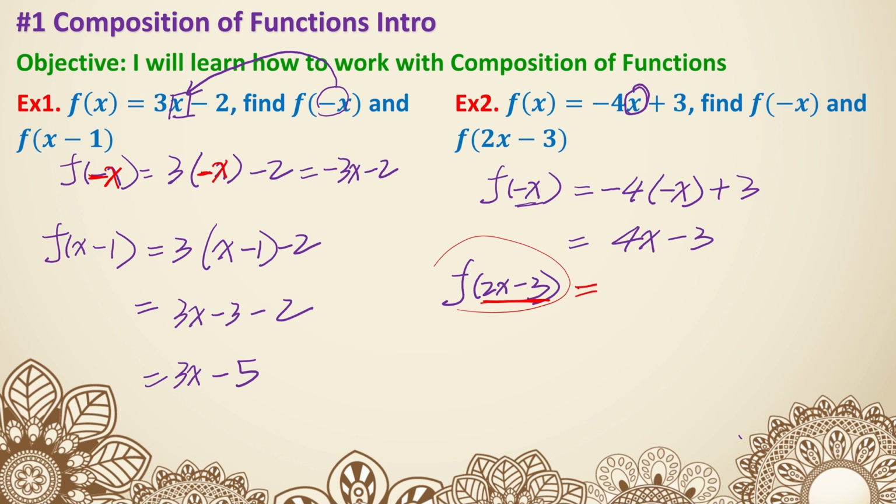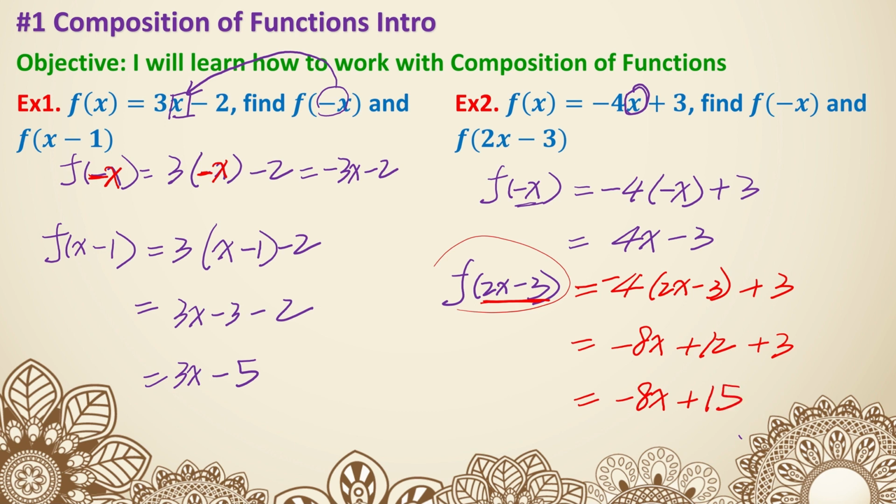So now the negative 4 stays there. Now the x is going to become 2x minus 3. Then a plus 3 on the end. That's negative 8x plus 12 plus 3, which simplifies to negative 8x plus 15. There you go. That's example 2.